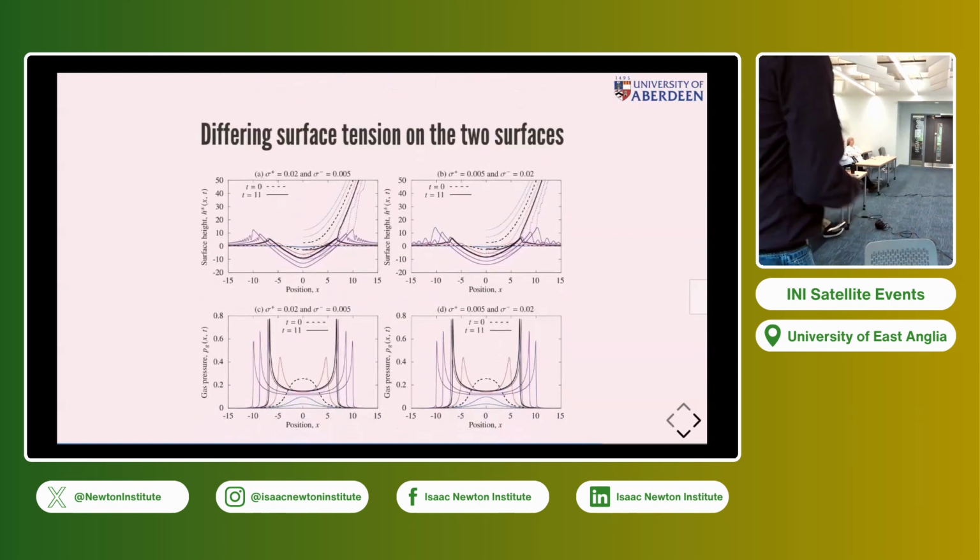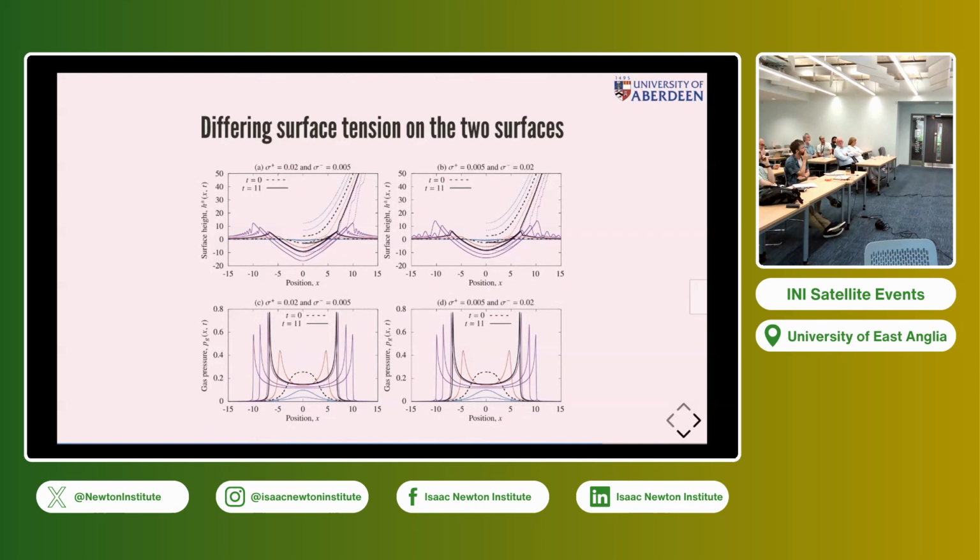And just because you can do this, there's a couple of cases where I've got a high value of surface tension on one surface and a low value on the other. The interesting thing here is that for these two cases, you get identical pressure distributions. On the left, I have a lower surface tension, so I have a shorter wavelength. On the right the wavelength regime would have swapped over, but the two pressure profiles are pretty much indistinguishable.